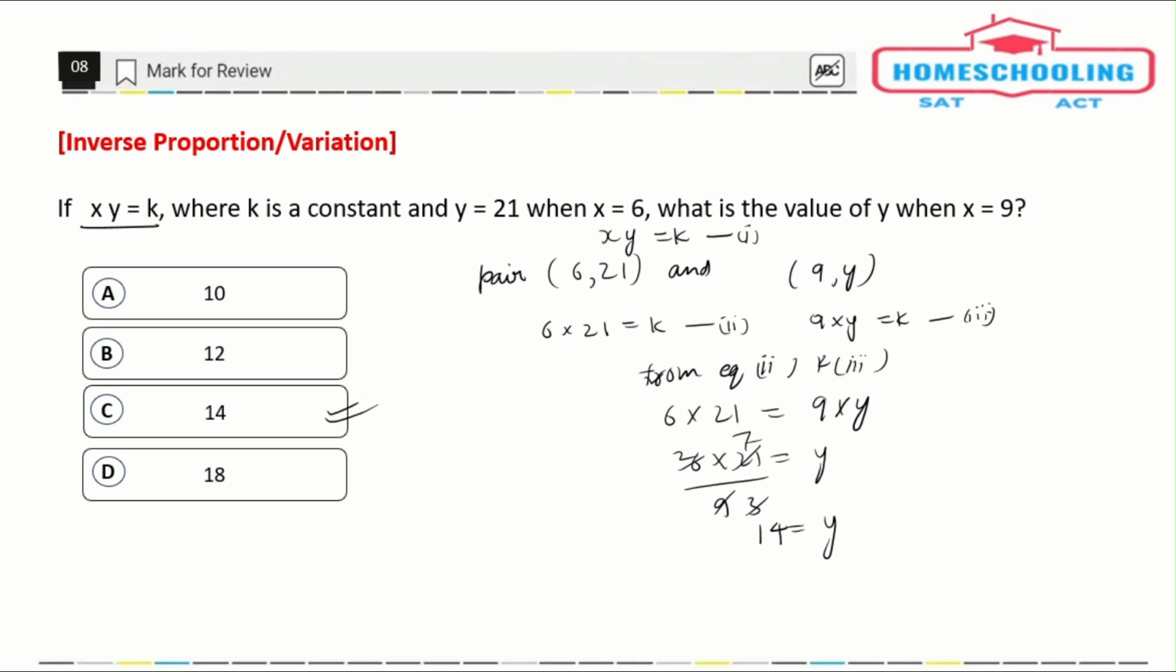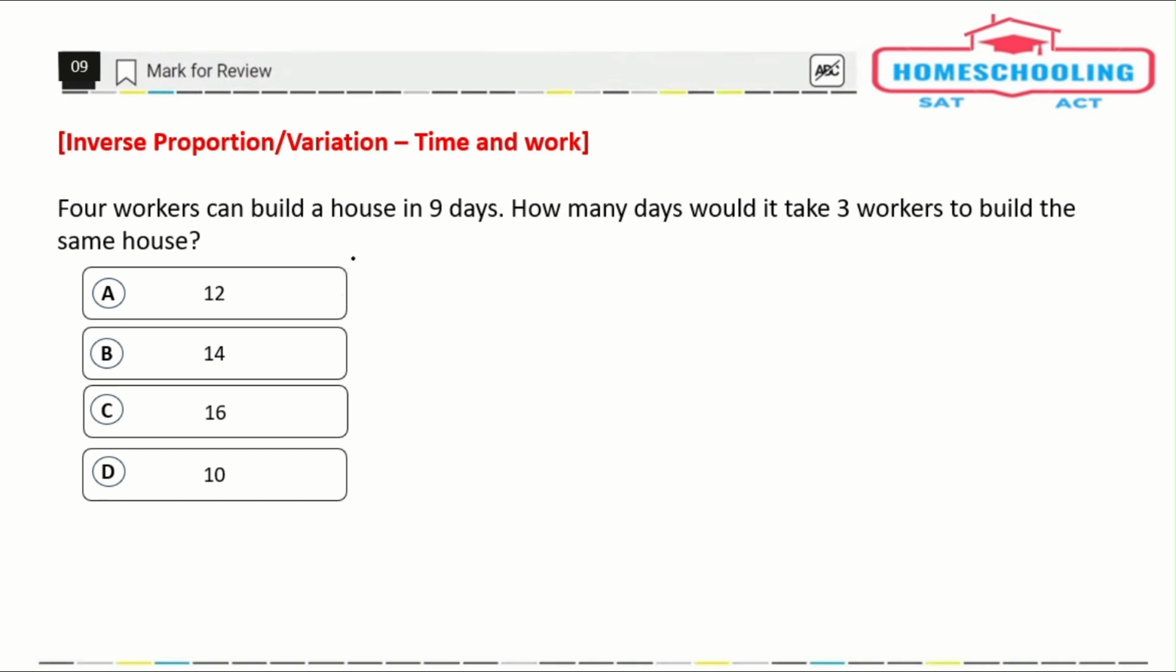Now moving to the next question. In question number 9, this is an inverse proportion question, but it is related to time and work. We will take some easy questions here, and I'll take a few more time and distance and time and work problems in the rate and unit chapter. After this, we will take one more video on the rate and unit chapter, where I'll take a few more tough questions related to time and work.